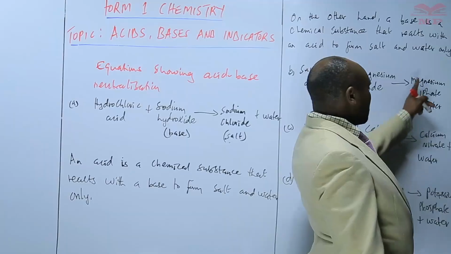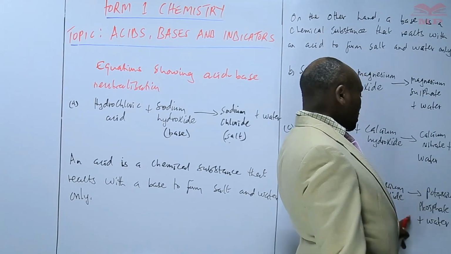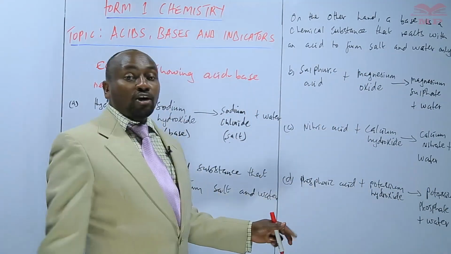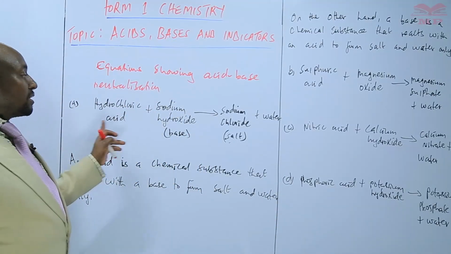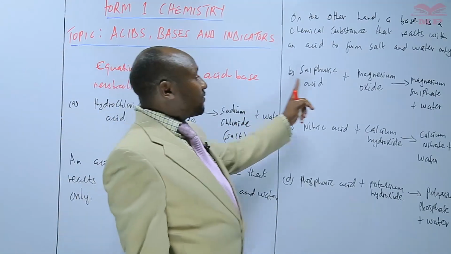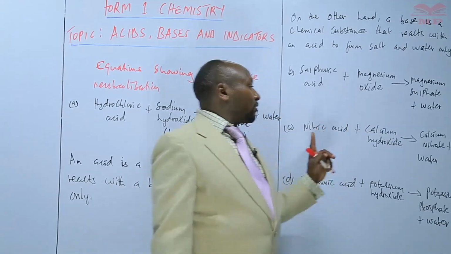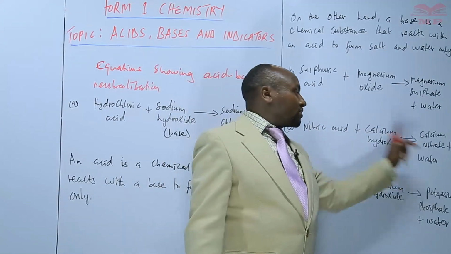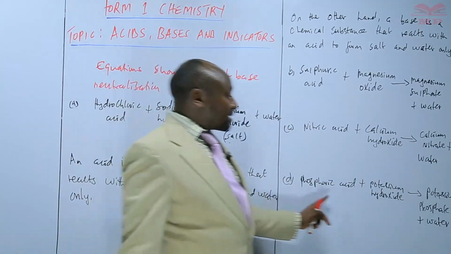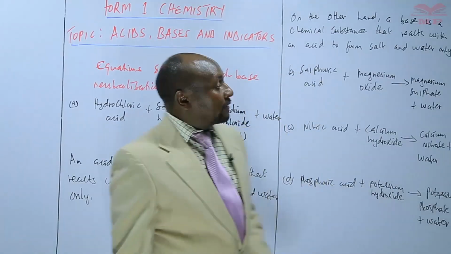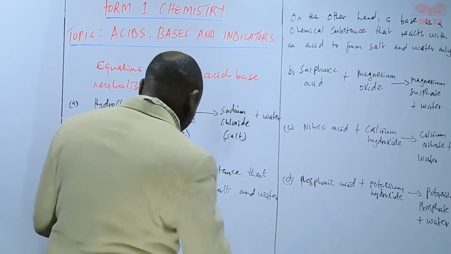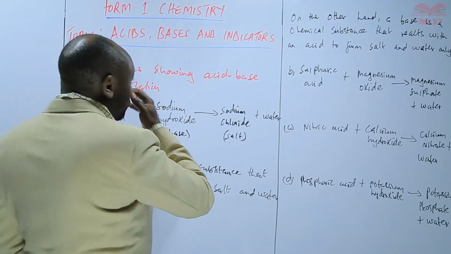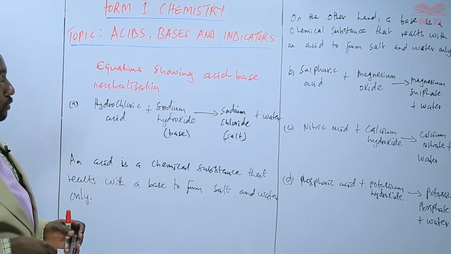Salt and water. Different salts depending on which acid we have used. When you use hydrochloric acid, we get a chloride. When you use sulfuric acid, we get a sulfate. When you use nitric acid, we get a nitrate. When you use phosphoric acid, we get a phosphate. So that is basically that as far as the neutralization is concerned.